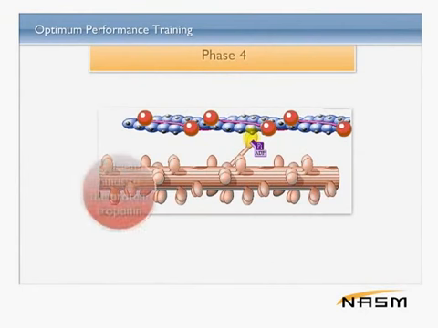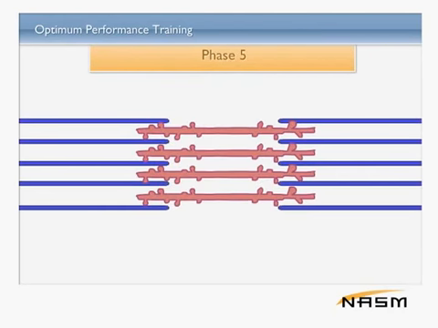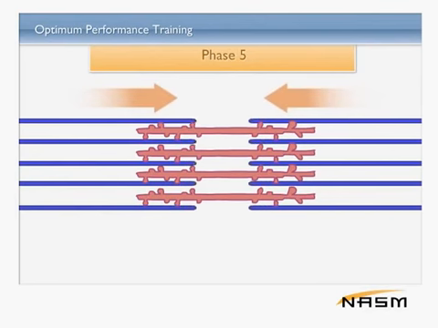Phase 4. Calcium binds to the protein troponin. This forces the protein tropomyosin to move away from the myosin binding site, allowing myosin to attach to actin. Phase 5. Myosin attaches to actin, creating a pull of the filaments across each other, sliding filament theory, causing the muscle to shorten or contract.